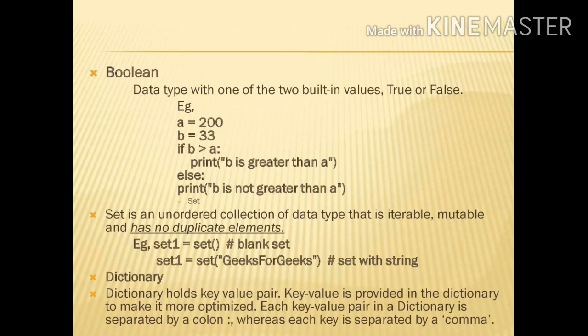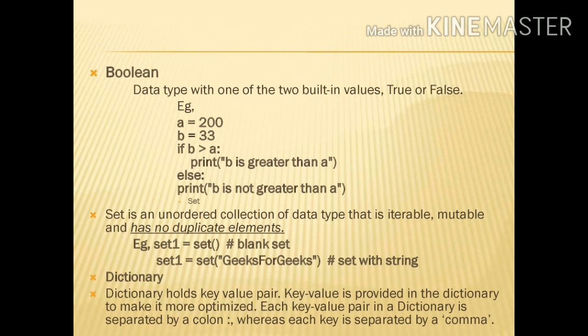The next data type is the Boolean data type. As I've already told, Boolean data types contain two built-in values, either true or false. Example: a = 200, b = 33. If b is greater than a, print "b is greater than a". Else, print "b is not greater than a".